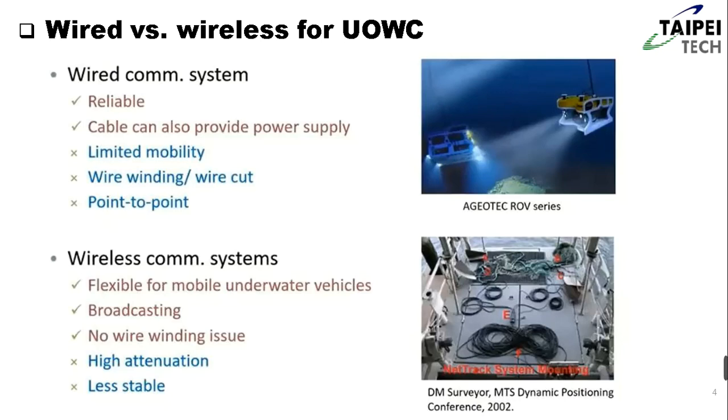The UOWC link can be implemented with wired or wireless. The wired system using electrical or optical cable can provide higher reliability, high data rate, and the possibility of supplying power to the IUV through the cable. Wireless communication systems are more flexible, allowing multi-user communication and no wire tangling problems, but they have high attenuation and the channel is less stable.